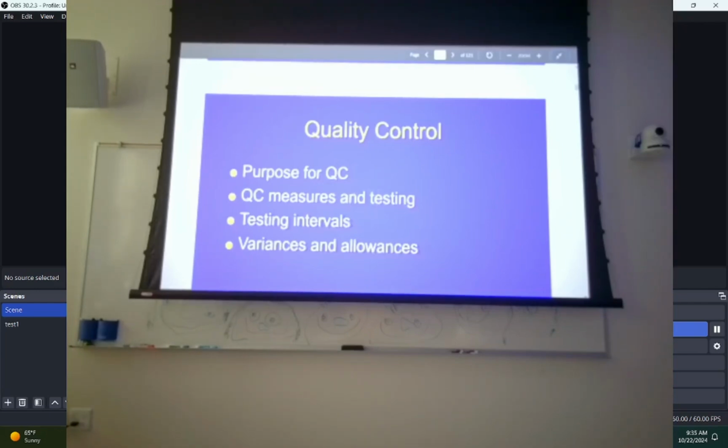So that's the purpose for quality controls, to make sure that our X-ray machine is putting out what we expect it to put out. And the QC measures we're going to talk about throughout the semester, quality control on pretty much every aspect of the machine. Testing intervals, for the most part, is going to be every year. And then within each one of those tests, there are some allowances.